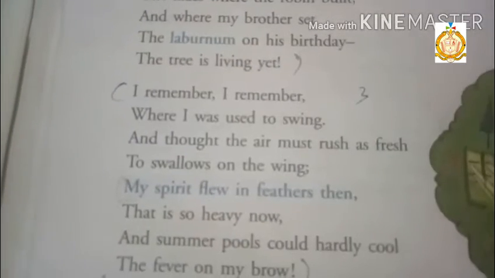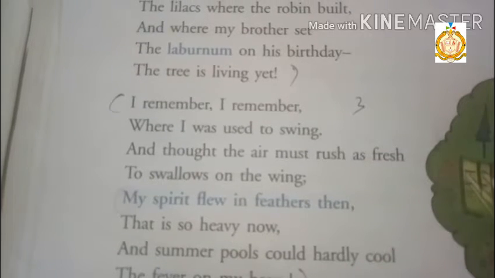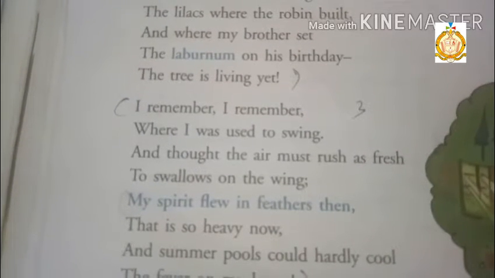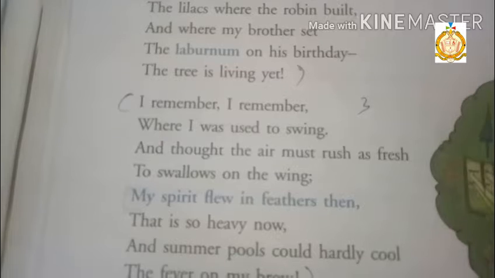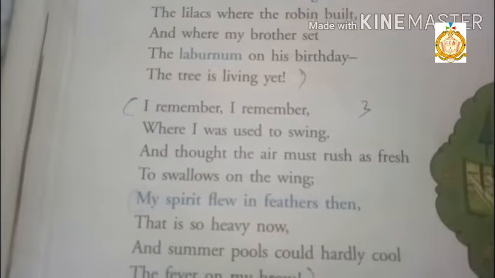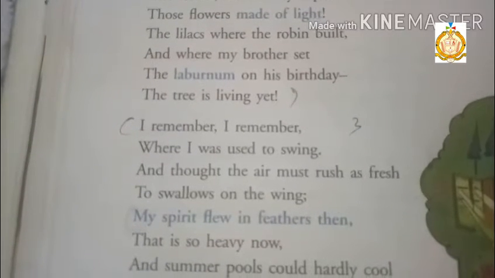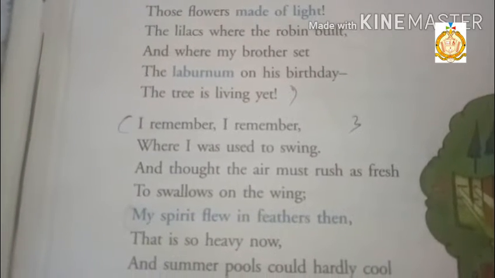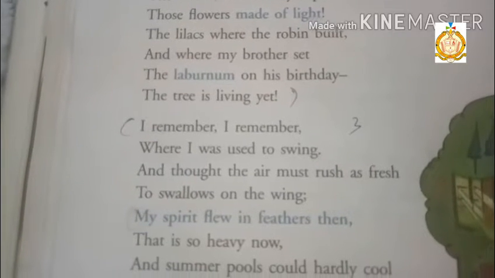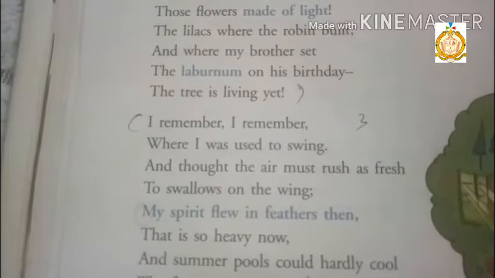Come to third stanza. Here, this stanza talks about the swinging of the poet in his past. As a child, he was vital and energetic, and swung very fast to feel the rush of the fresh air. He was like feathers which fly quickly, but now he is heavy. This stanza contrasts youthful physical feelings of ease with heaviness of the present. This stanza also talks about his physical decline.